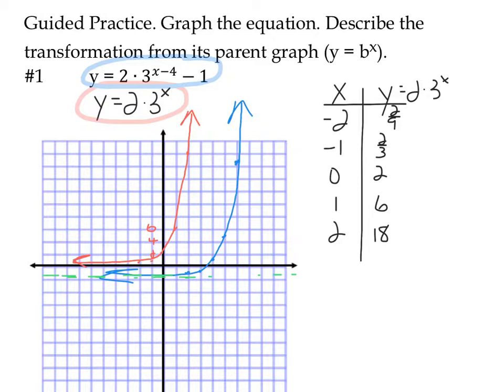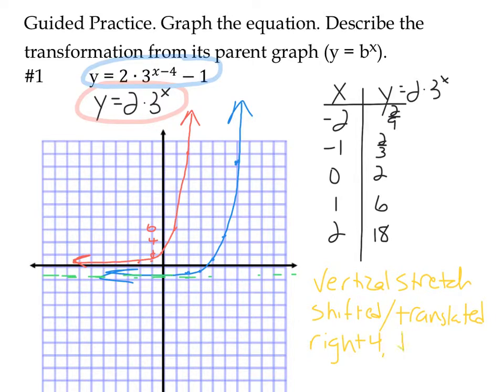So if we want to write these out, it's a vertical stretch. Okay. It's shifted or translated. It's fine, whichever word you use. Okay. Right 4, down 1. Okay. That's your description. Describe. That's what we've got right here. Okay, so we drew the graph and we've written the description of what is happening based on the A value and the H and the K.